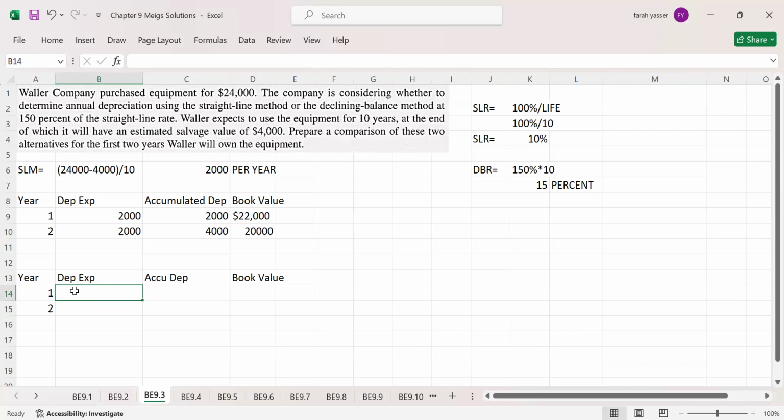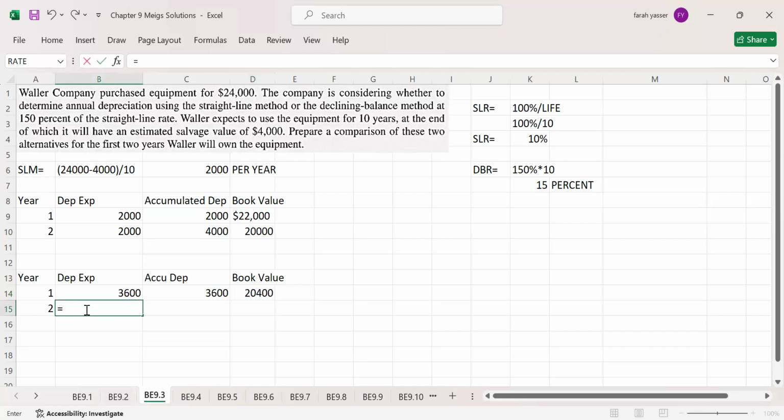So we have depreciation expense. 24,000 is the cost multiplied by rate, which is 15%. So first year, the depreciation is 3600, and accumulated depreciation is also 3600, whereas book value is cost minus accumulated depreciation, which is 20,400. So this is the book value.